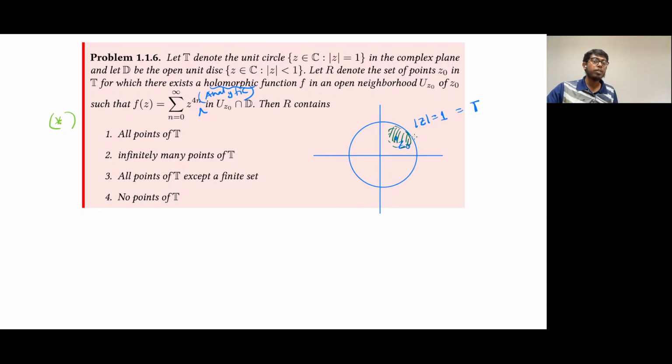And now the problem is, what is the intersection of R and T? Like how many points are there in R which are there in T? Any guess about this problem? This is a very simple problem. This is not difficult.